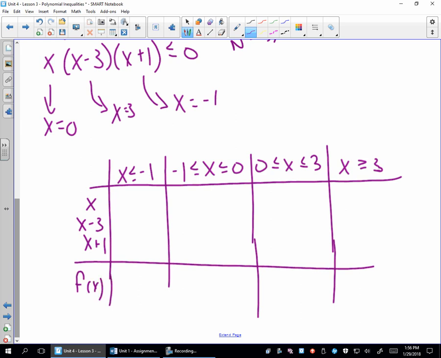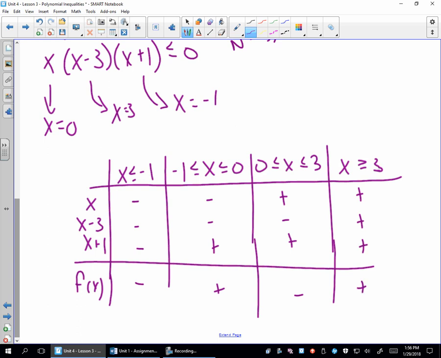Okay, something less than negative 1. Negative 2 would work. Negative 2. Negative 2. And negative 2 plus 1 is still negative. 3 negatives make a negative. Negative 1 to 0. So you have to use a decimal here. Negative 0.5. Negative, negative, and a positive. And that makes a positive. 0 to 1. Let's pick number 1. Oops. I got 1 negative there. I need a negative. And bigger than 3. Number 4 will work. They're all positives.